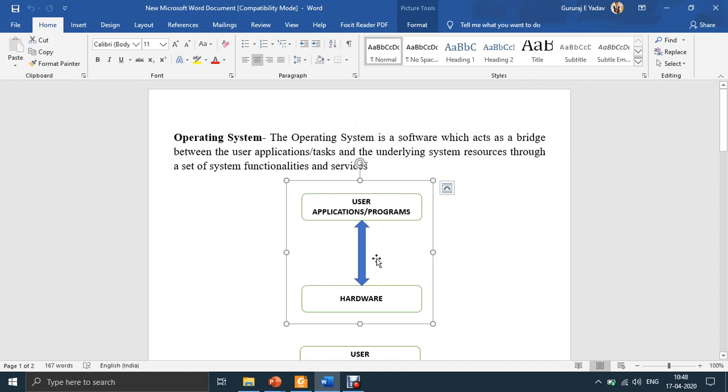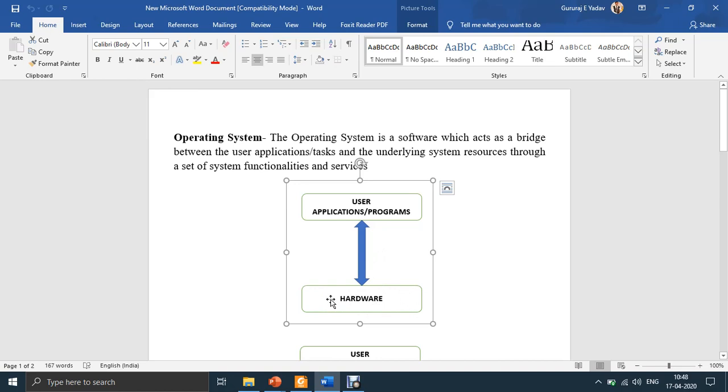Now see this diagram here. You have user applications or programs, and this is the hardware. There is no operating system involved here. This is an example of a toy car, or a simple system where only one task is there. So there is no need for an OS.